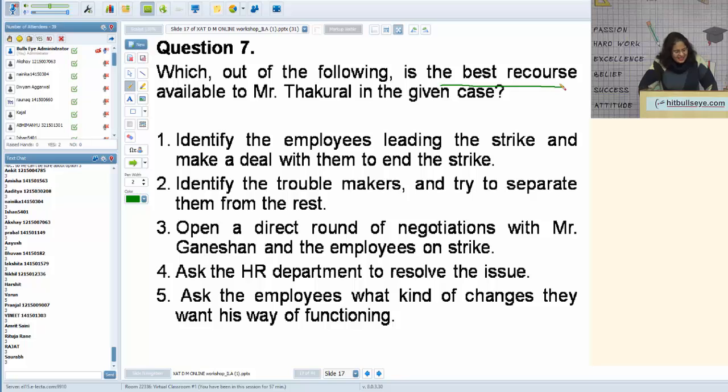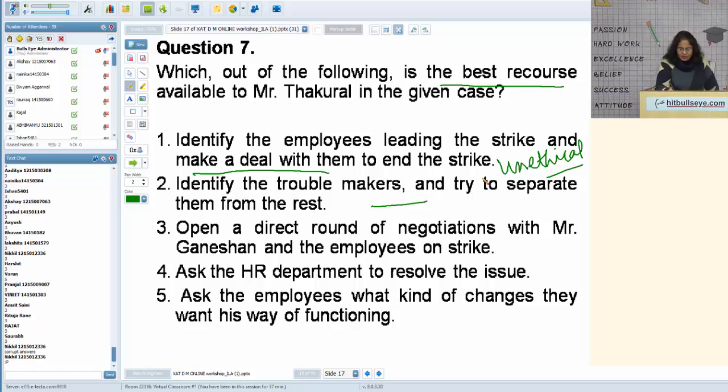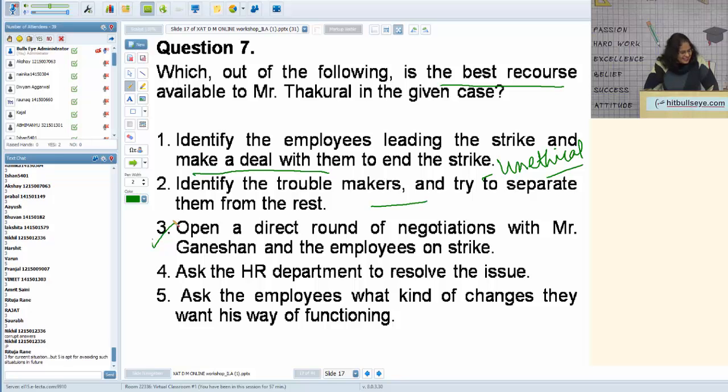Okay, see, very importantly, in such a situation, we need to talk and resolve. We know that. And options like identify the employees leading the strike and make a deal, this kind of an option is what I call the unethical. Remember, guys, it has to be textbook ethics. We don't do any such thing. And this again is what we call the unethical one. We have to talk and resolve and talk with Mr. Ganeshan and the rest of the employees. And yes, Nikhil, the unethical ones.